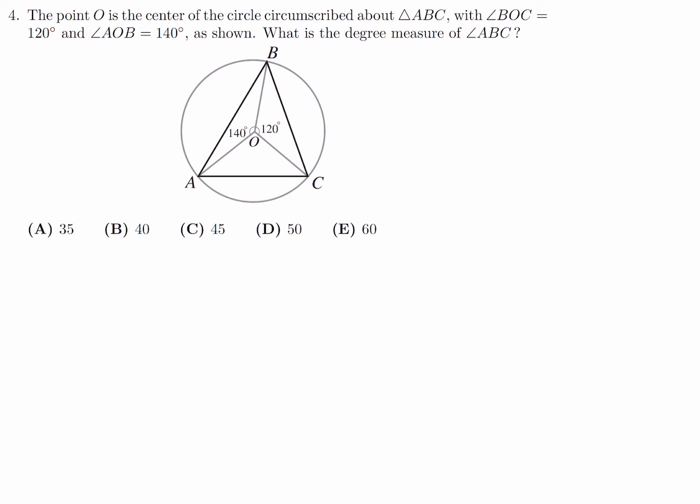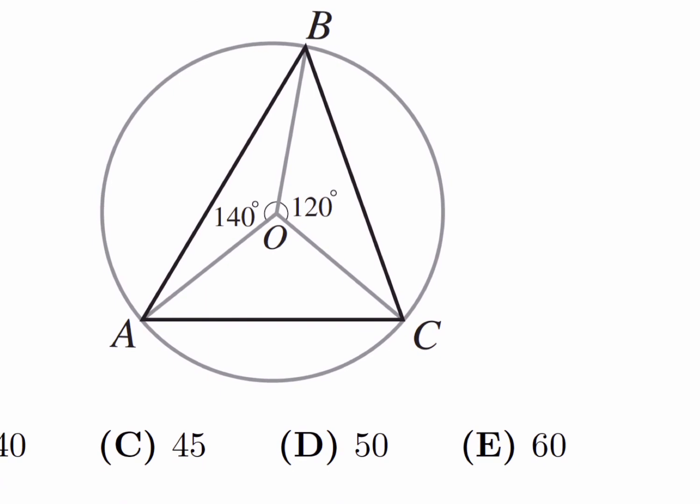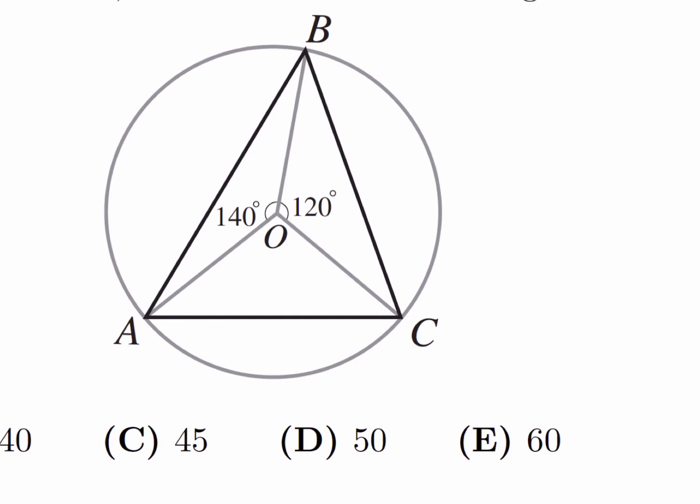The point O is the center of the circle circumscribed about ABC with BOC equal to 20 and AOB equal to 140. As shown, what is the degree measure of angle ABC? Let's make this a little bit larger. I think that's sufficient. So this is a circle and O is the center. So these are all radii, any line going from the center to the edge of the circle.